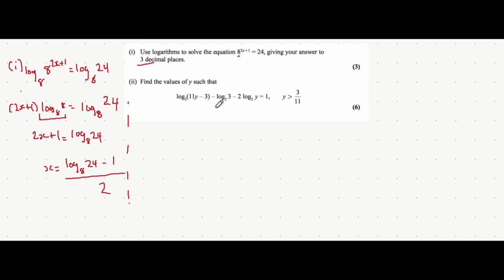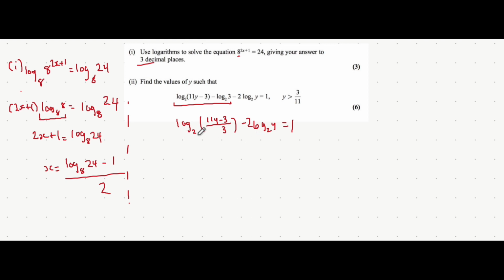Here we're going to use a rule that when you subtract logarithms and the base is the same, then you divide the insides of the logarithms. So using that idea on these first two terms, we get that the first two terms can be simplified into log base 2 of 11y minus 3 all divided by 3. So let's try that out. 11y minus 3 all divided by 3. Take away 2 log base 2y equals 1.